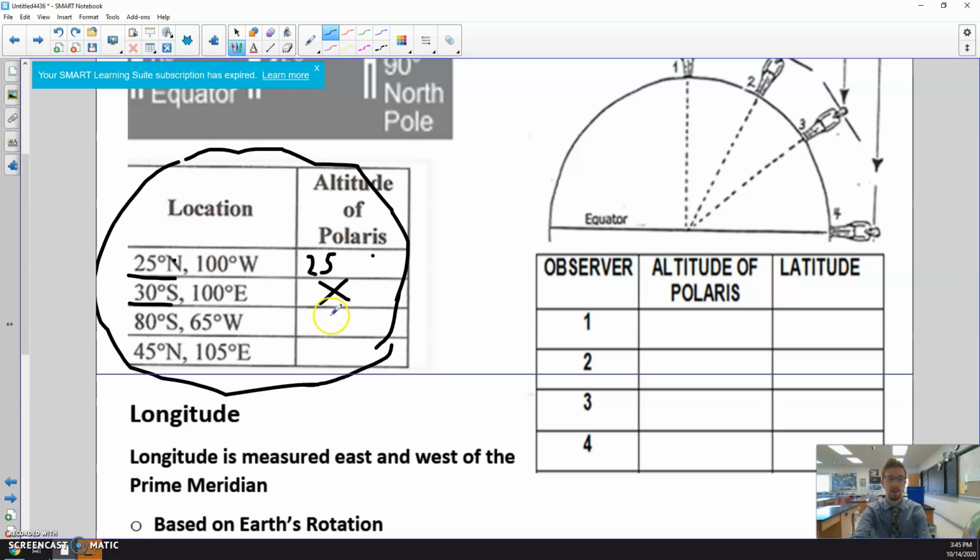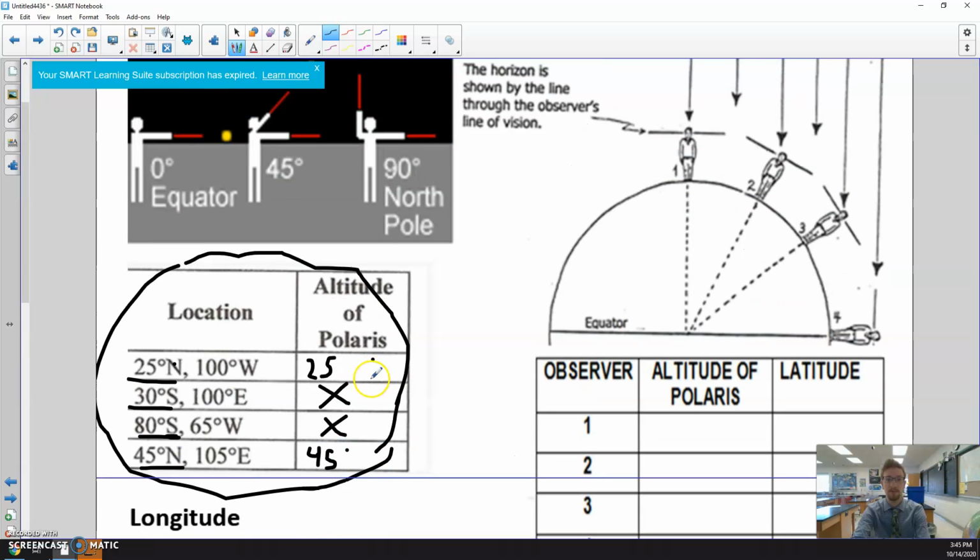Just to make sure you got this stuff. Altitude of Polaris here. Well, you're in the southern hemisphere, right? Because there's a southern latitude. Can't see Polaris. Here your latitude is 45 degrees north. In the northern hemisphere you can see Polaris. And your altitude is the same as Polaris, so your altitude of Polaris is 45 degrees.